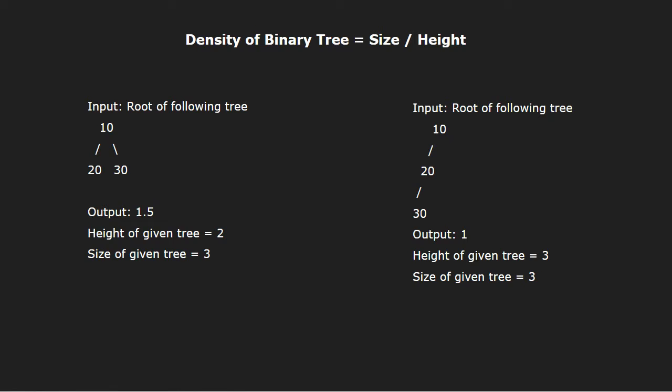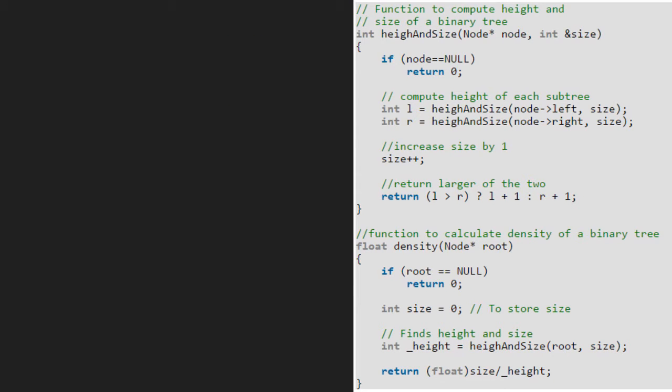Now, let us see the algorithm which will assist us in finding the density of a binary tree. Let us also have a sample tree to test our algorithm. We call the height and size function with root node and 0 for size. So, node will point to 10 and size will be equal to 0. Now, we compute height of each subtree.